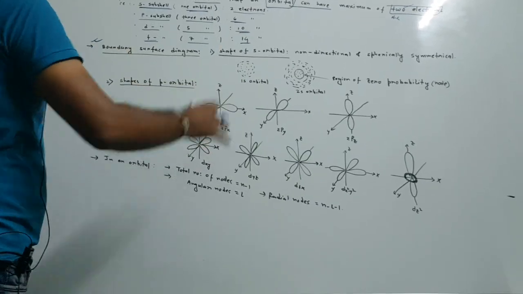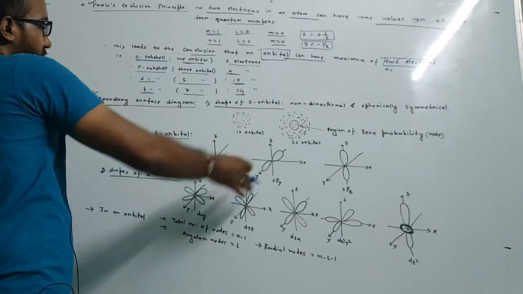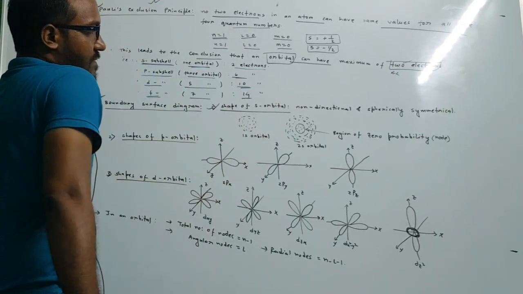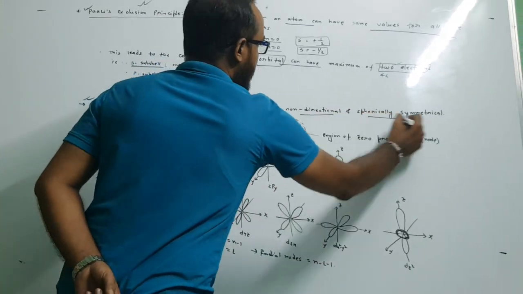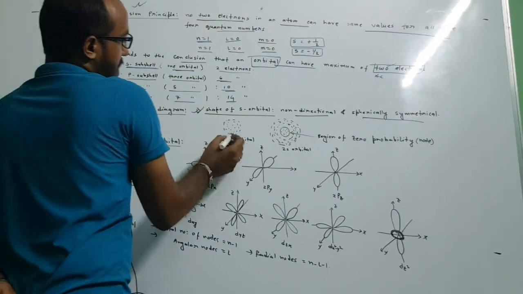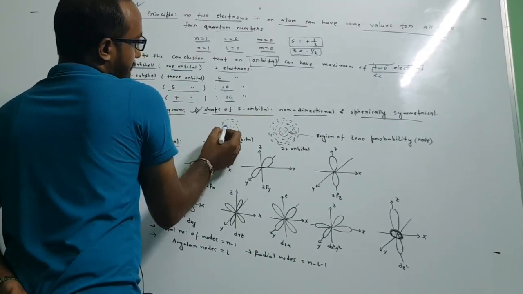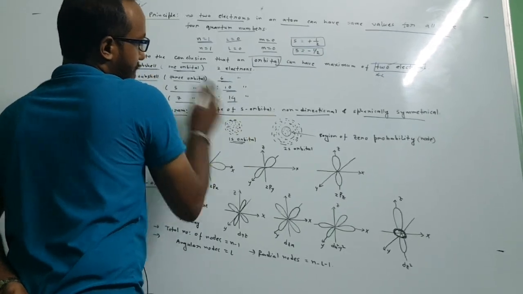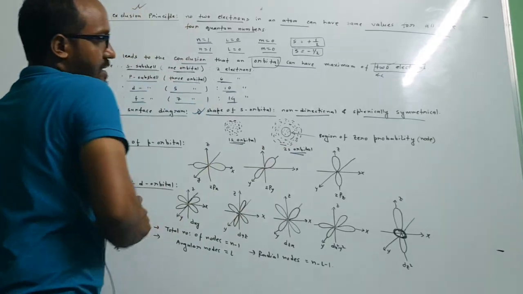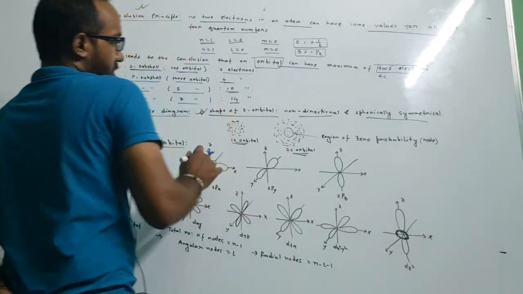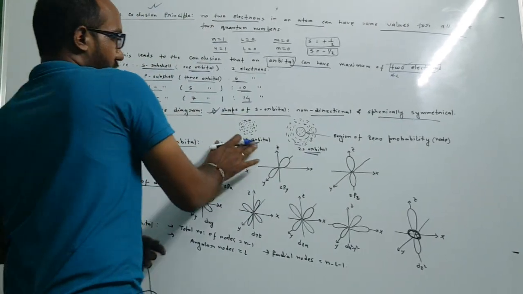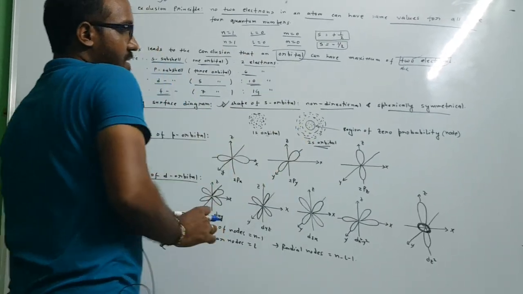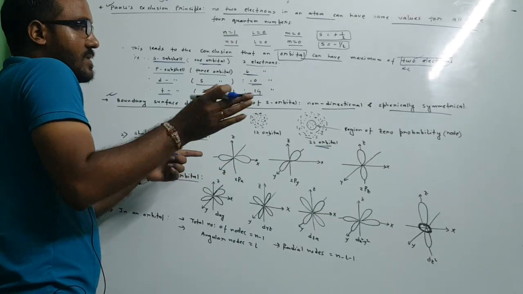Now let us see the boundary surface diagrams of the s orbital, p orbital and d orbital. The shape of the s orbital is non-directional and spherically symmetrical. If we consider the 1s orbital, the electron is distributed in a spherical manner, so there is a sphere. The 2s orbital will also be spherically symmetric, the difference is that the radius would be larger.